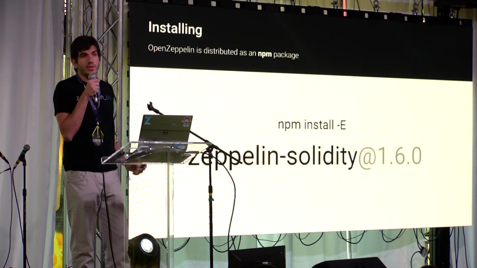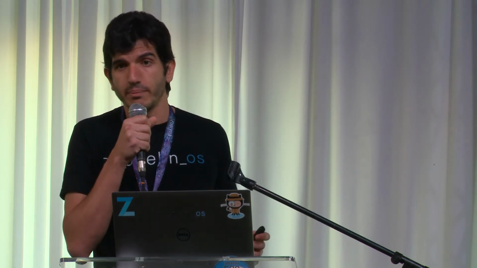OpenZeppelin is distributed as an NPM package, so installation is just via NPM. Please don't copy-paste the contracts, don't attempt to modify them directly, and don't go directly into master on GitHub and copy-paste whatever you find. Make sure you're always working with the release. If you just stumble into GitHub and copy whatever you find, you may find an intermediate version that is not as secure as we would like it to be. Always work with the latest release.